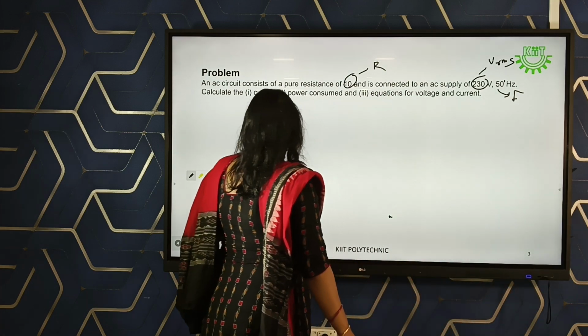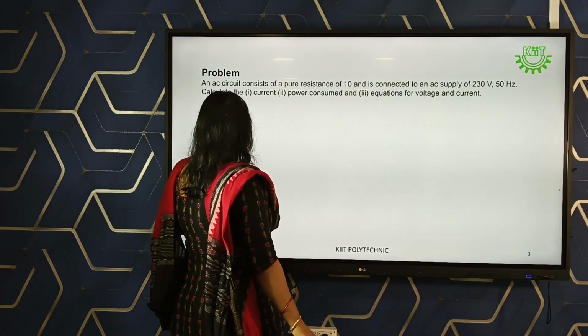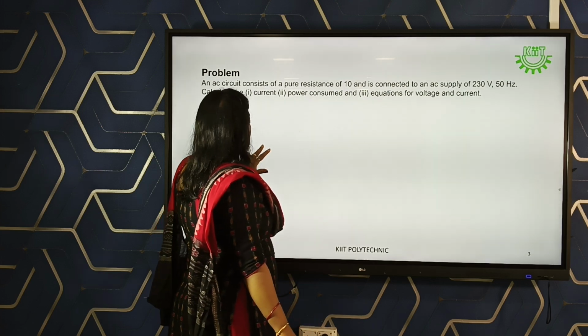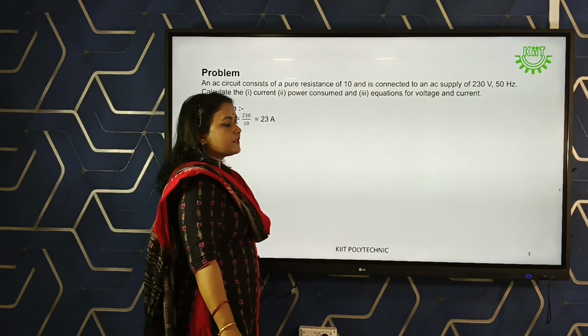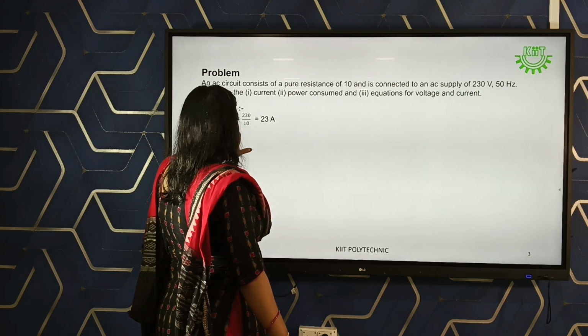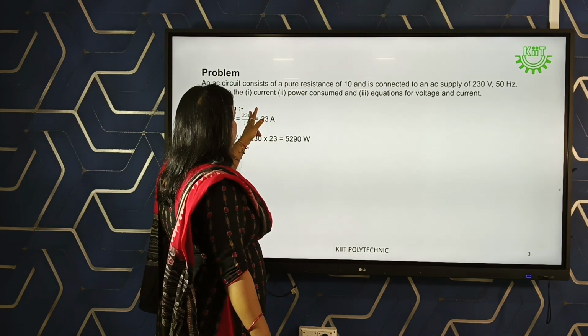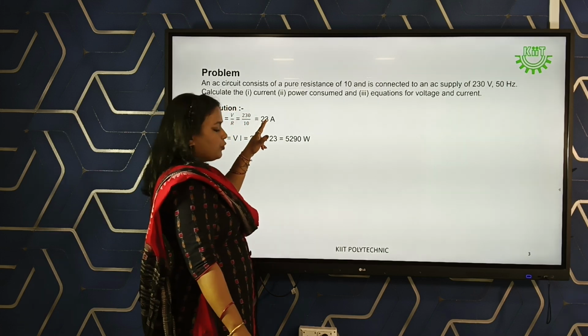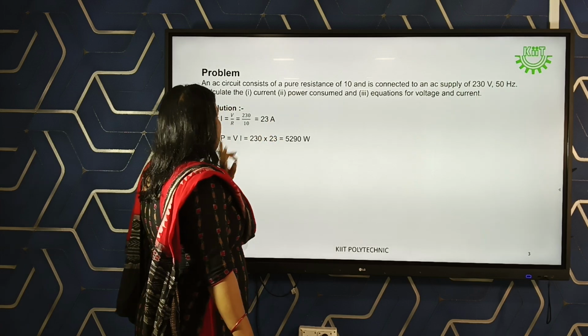Now what is our next step? We have to calculate our current value. How to calculate? By applying Ohm's law. So I equals V by R. Previously all values are with us. We will put 230 by 10, so we are getting 23 ampere.